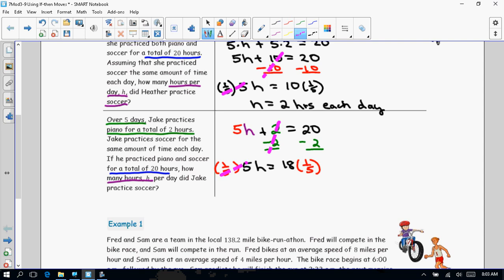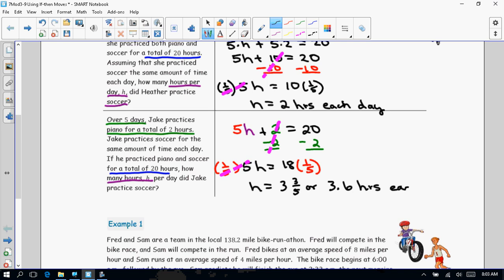Unfortunately, 5 doesn't go into 18 evenly. So 5 goes into 18 3 times with 3 left over. 3 3/5, or you could say 3.6 for those of you who like your decimals. All right, hours.